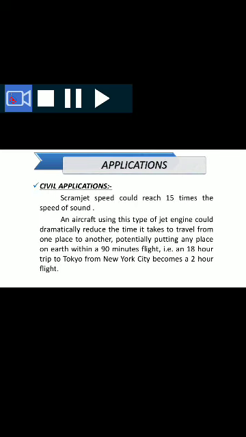Next, applications. The scramjet is mainly used for missile systems, air-to-air missile systems and surface missile systems, and it is also used for military applications. For civil applications, a scramjet could reach 15 times the speed of sound. It would take travelers from one place to another, potentially putting any place on Earth within a 90-minute flight.